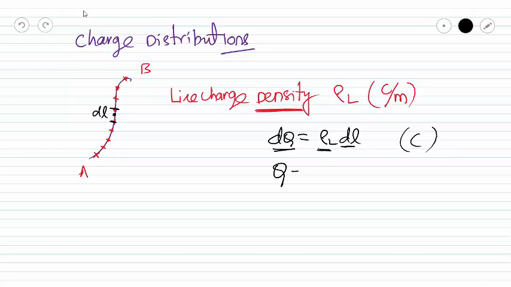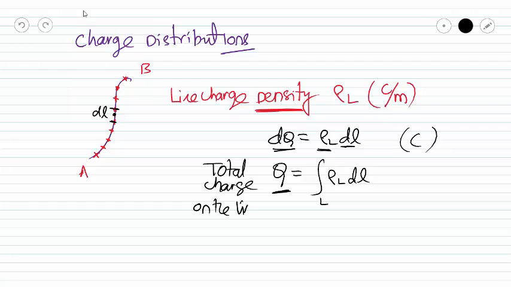So q is the total charge on this line charge, which is the integral over the line of rho L dl. Because q is equal to integral dq, where dq is equal to rho L dl. So the total charge on the line is given by q is equal to integral rho L dl. Now this line charge is a source of electric field.